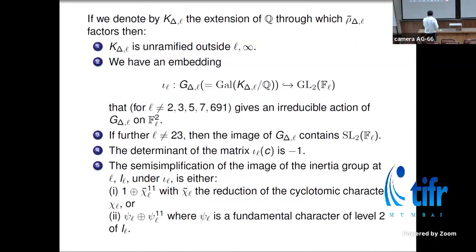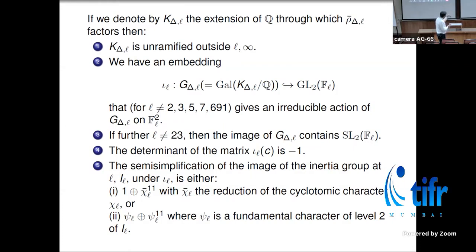Now, this was the forward direction, where you go from a modular form to a Galois representation. Serre's conjecture is the statement in the opposite direction. It's a kind of reciprocity statement, though Serre doesn't like it to be called reciprocity. Anyway, if we denote by K_{Delta,l} the extension of Q through which rho-bar_{Delta,l} factors, then this extension has the following properties. We are looking at the delta function and its mod l representation coming via some fancy construction of Deligne. Of course, mod l the construction is easier because you can also realize these representations as coming from abelian varieties. And the extension cut out by rho-bar_{Delta,l} has the following properties.